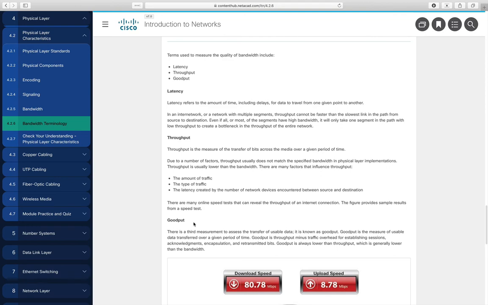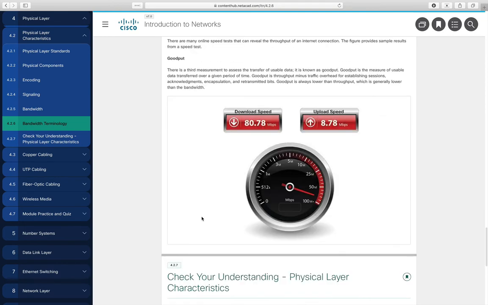Down here at the bottom, they're showing a speed test. You had a homework where you had to do one of these. Basically, this is measuring at that point in time how much data down are you receiving and how much up are you receiving. So, this is probably a 100 megabit per second connection, and you're getting 80 megabits down, and you're getting about 9 megabits up. That's a pretty decent connection.